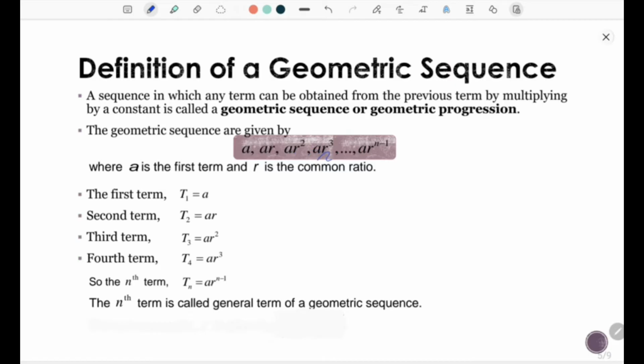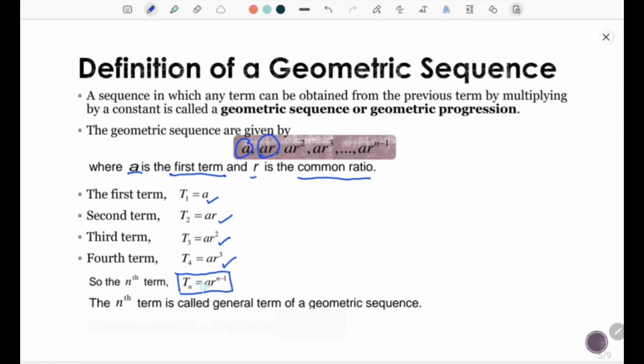a, ar, ar squared, ar cubed, and so on. And the last term is ar to the power of n minus 1, where a is the first term and r is the common ratio. The first term, t1 equals a. The second term is t2 equals ar. The third term, t3 equals ar squared. The fourth term, t4 equals ar cubed. So the nth term is tn equals ar to the power of n minus 1.